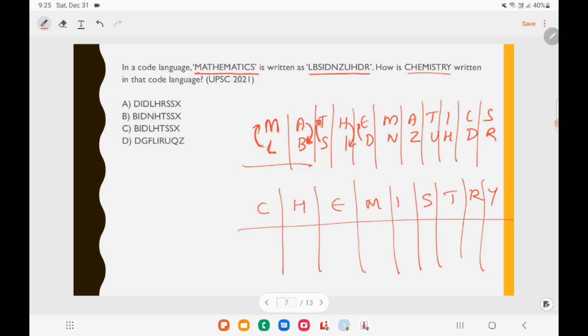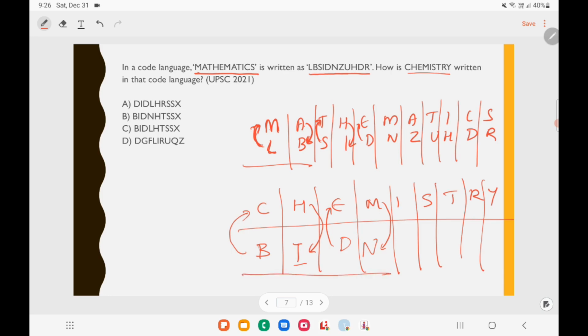So we know that for the first letter, this way it's being done. So it will be B, right? Because after B, C is coming. Then the second letter will be, after H, I will come, right? Then after D, E will come. After M, it will be J, K, L, M, N, right? So N is coming. So BIDN is the first four letters.